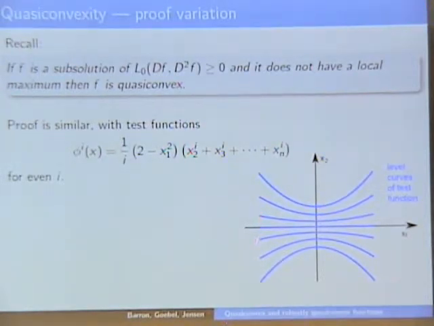You use test functions with sub-level sets that look like this. And you use the assumption about f not having a local maximum to touch with a test function like this, but not along the x1 axis, but somewhere here. And then you evaluate L0 at a point which is off the horizontal axis, and you end up with something negative. Okay. And this is it for PDEs.